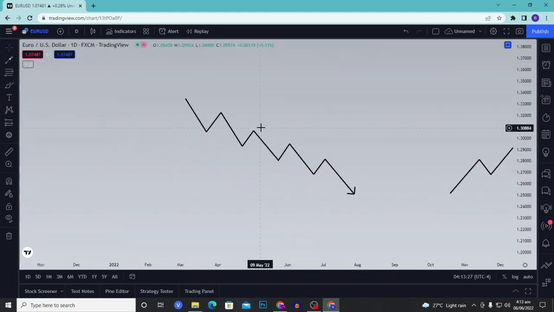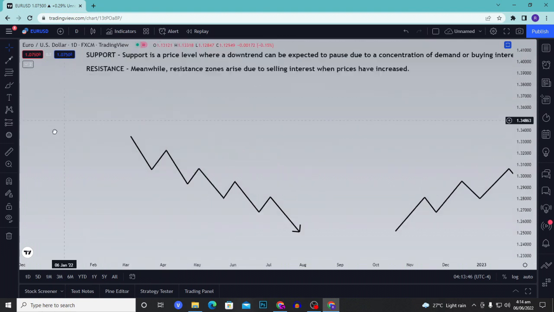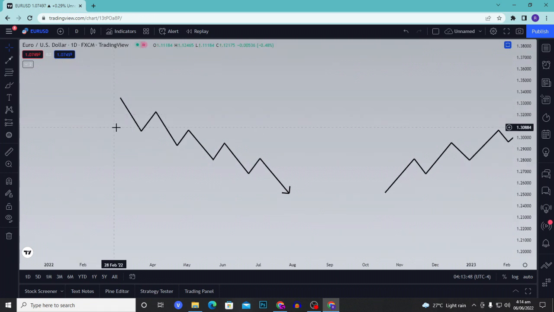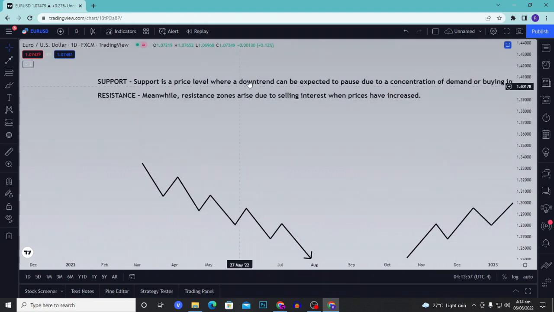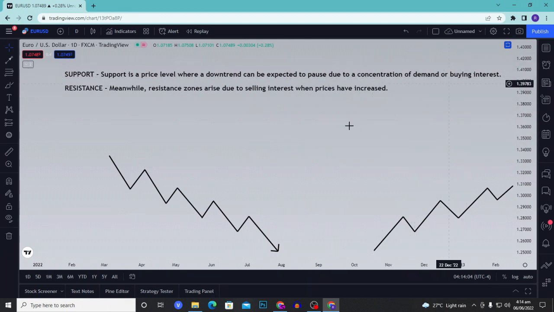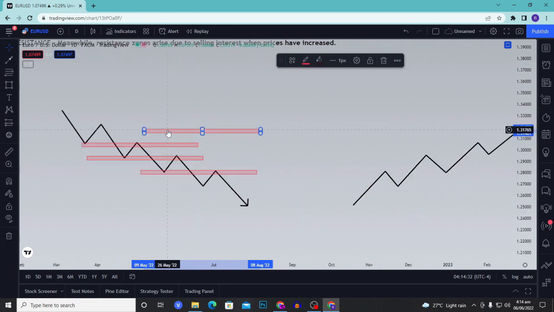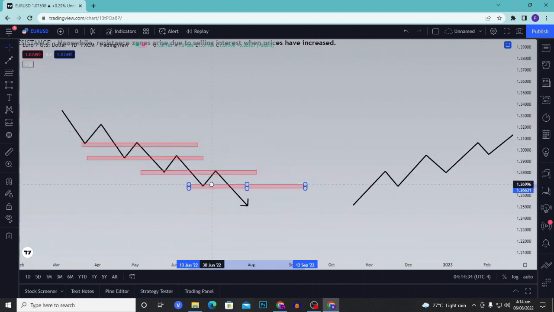Based on the definition, our support zones in this downtrend right here, as you can see the downtrend because the price is forming lower highs and lower lows. The support zones should be where we have lower lows, because it said where price pauses due to the concentration of demand or buying interest. These are our support levels right here based on the definition.